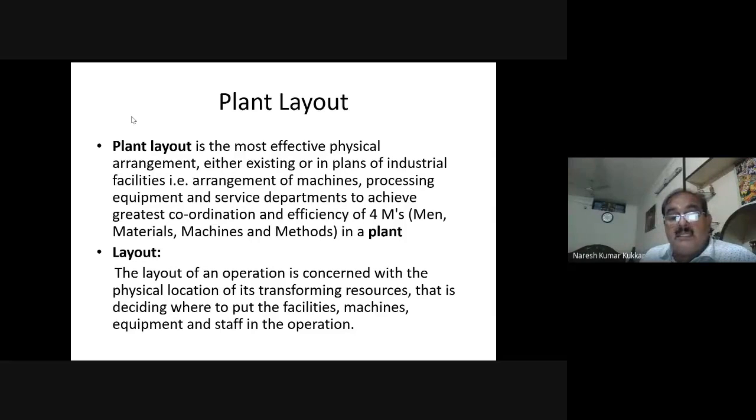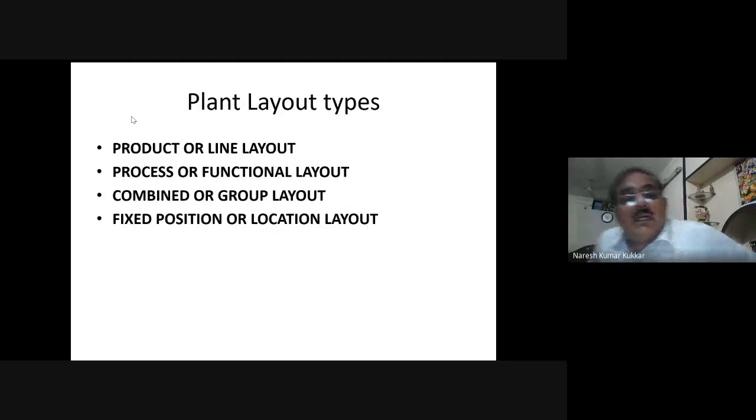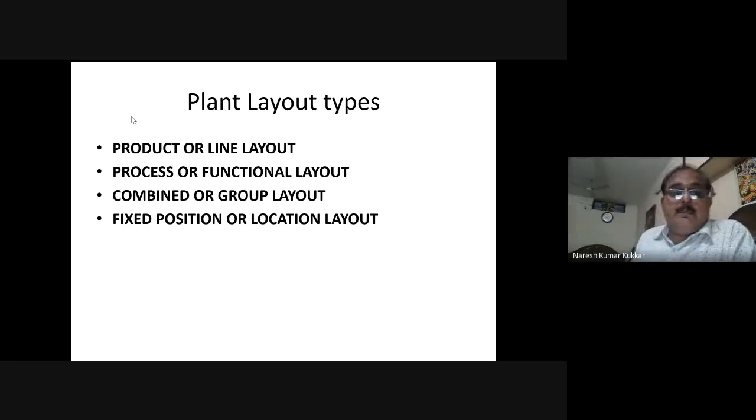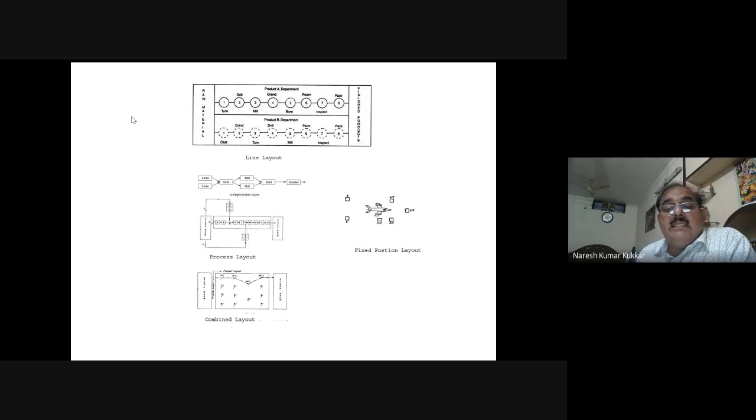Then the basic layout: the layout of the operation is concerned with the physical location of its transforming resources, that is, deciding where to put the facilities, machines, equipment, and staff in operation. Plant layout is of 4 types basically. One is product or line layout. Then comes the process or functional layout. Then comes the combined or group layout. And the 4th one is fixed position or location layout. These are the 4 types of layout.